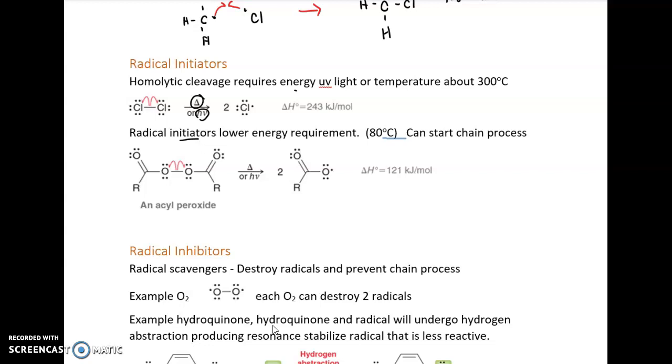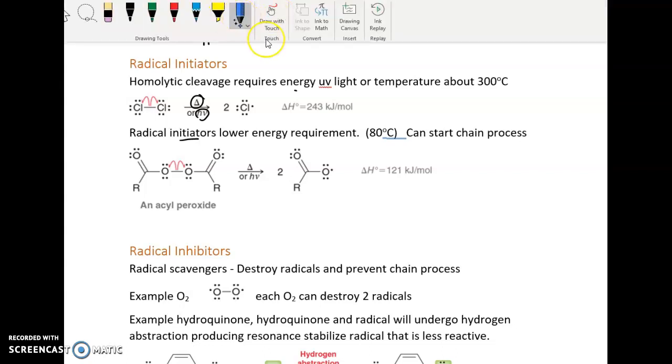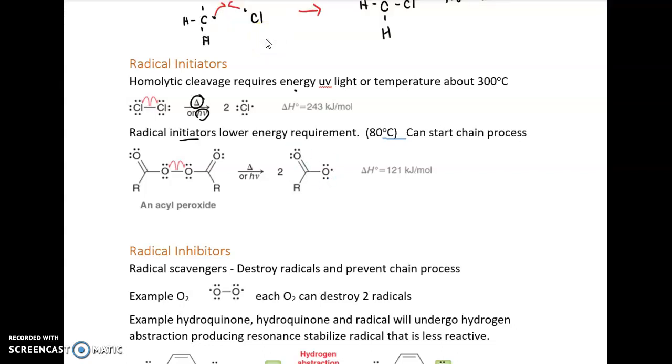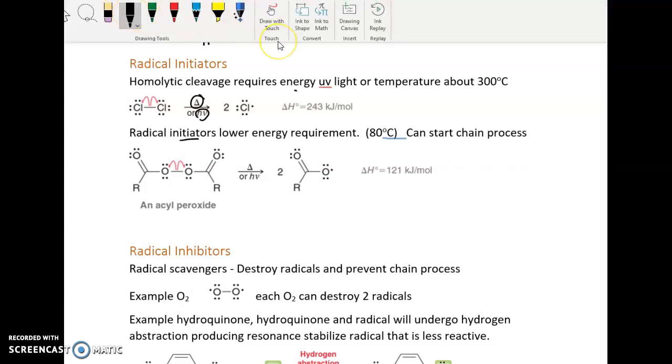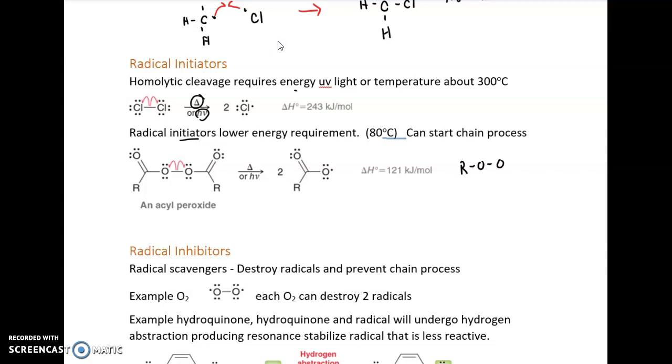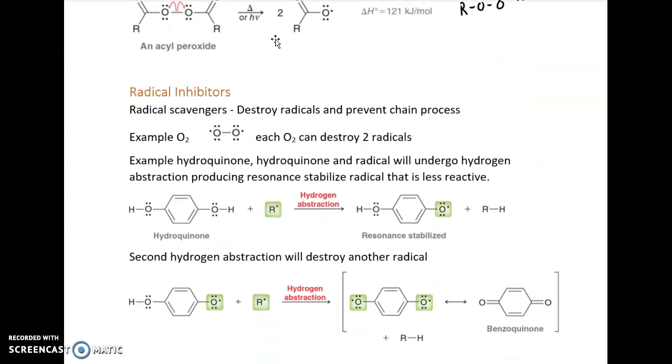The radical can either go here, or it can go over here. Also, this is why we saw the peroxides. So any of the peroxides will help initiate this process because it stabilizes the radicals. We can stop this reaction using a radical scavenger. This destroys radicals and prevents the chain process. For example, if we've got molecular oxygen, each oxygen can destroy two radicals.